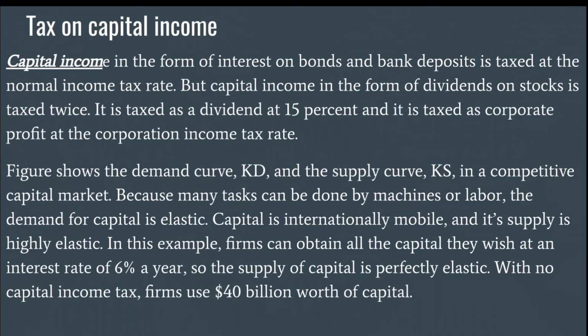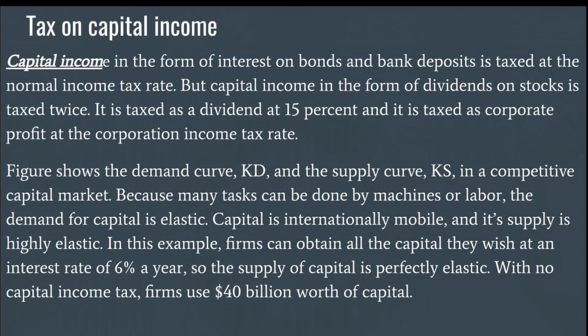Tax on capital income. Capital income in the form of interest on bonds and bank deposits is taxed at the normal income tax rate. But capital income in the form of dividends on stocks is taxed twice. It is taxed as a dividend at 15% and it is taxed as corporate profit at the corporation income tax rate. The figure shows the demand curve KD and the supply curve KS in a competitive capital market.